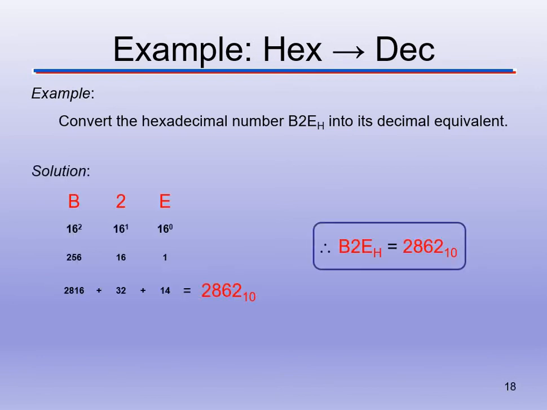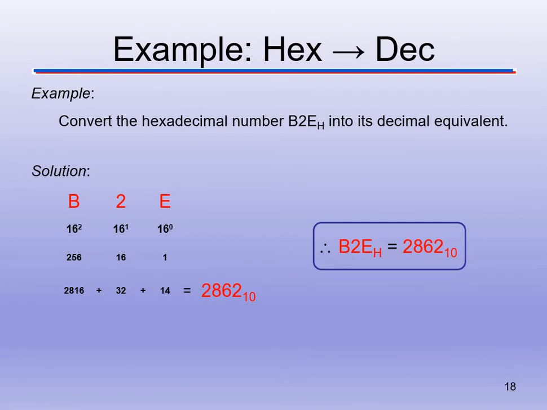So 16 to the 0 is 1. Anything to the 0 power is 1. 1 times E, E being 14. So 1 times 14 is 14. Alright, we're going to take 16 to the first, which is 16. 16 times 2 is 32. Alright, and then we're going to take 16 squared, which is 256, and we're going to multiply 256 times B. Remember, B is 11, so 256 times 11 is 2,816. And then we're going to add all those up. So 2816 plus 32 plus 14 gives us 2862 decimal.